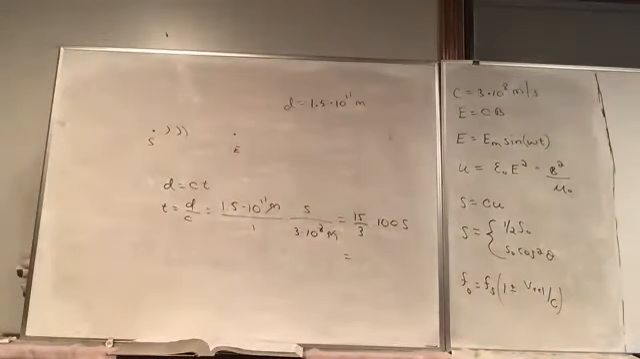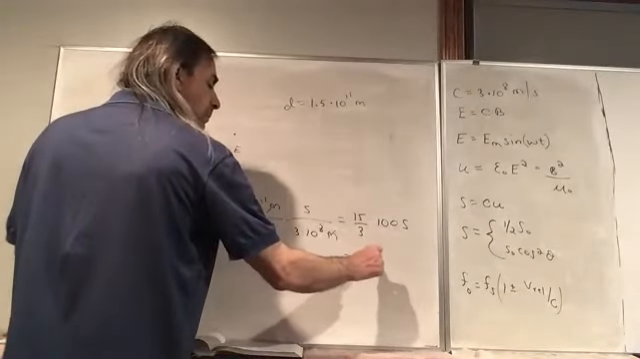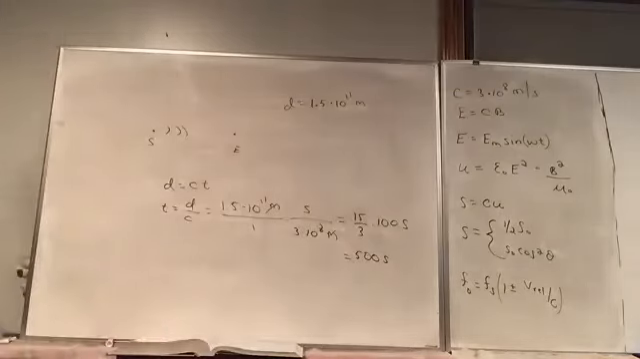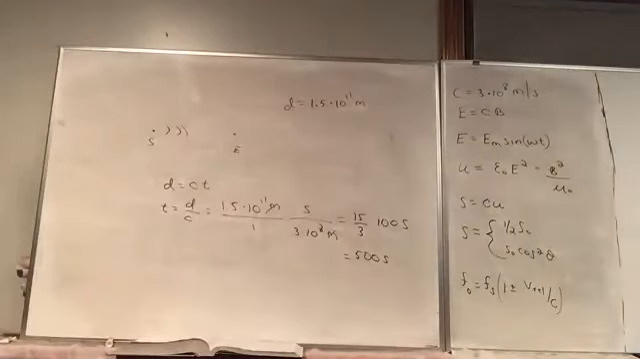So 10 to the 10 over 10 to the 8 is just 100. So 500 seconds. That's how long it would take for that solar flare to reach Earth. Okay, so these X-rays from the solar flare would reach Earth in about 500 seconds. That's about 8 minutes. 8 times 60 is 480 seconds. So around 8 minutes. And again, we wouldn't know that this happened until the X-rays hit us.